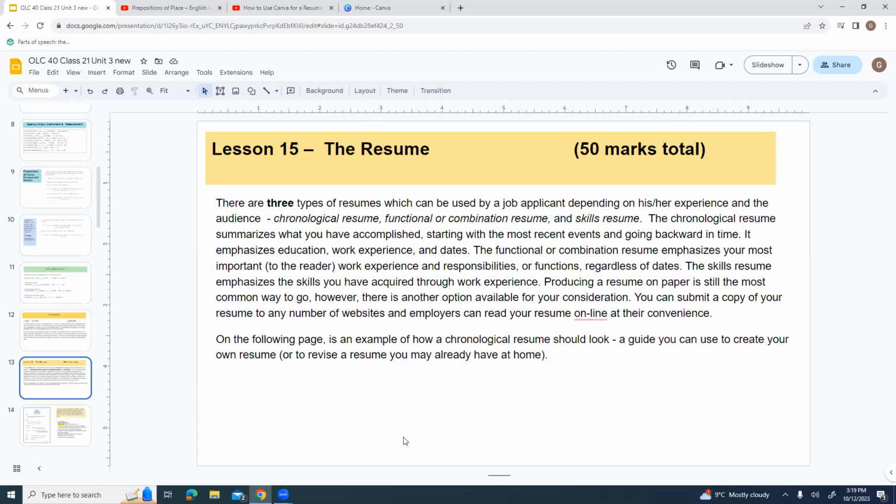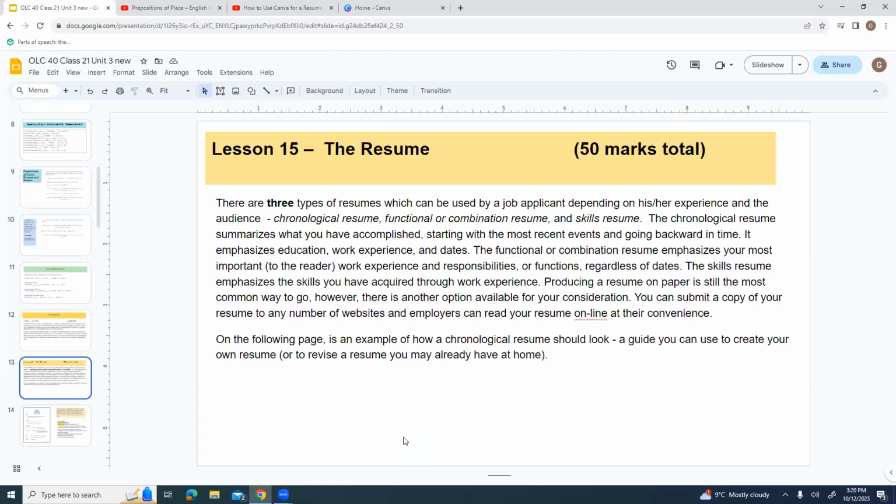Sorry. The chronological resume summarizes what you've accomplished, starting with the most recent events and going backwards in time. It emphasizes education, work experience, and dates. The functional or combination resume emphasizes your most important work experience to the reader and responsibilities or functions regardless of dates. The skills resume emphasizes the skills you've acquired through work experience, which is really what the functional resume is supposed to be doing too.